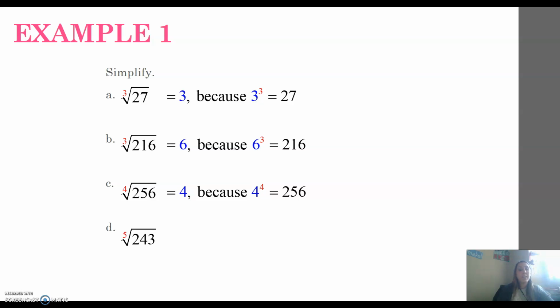So 4. So now we're going to take the 5th root of 243. So probably not 2. I'll let you go. Hit pause and try this one. Okay, so you should have gotten 3, because 3 to the 5th power is 243.